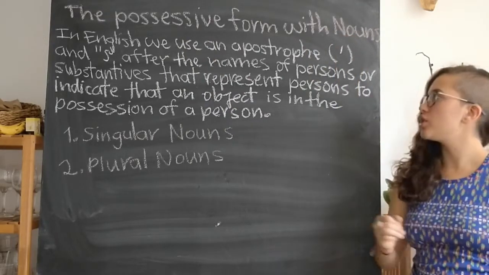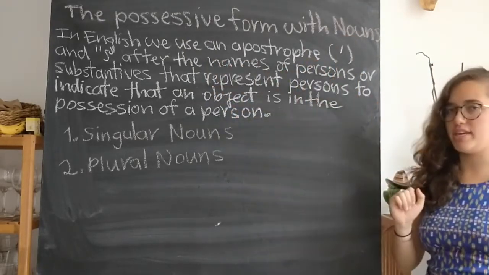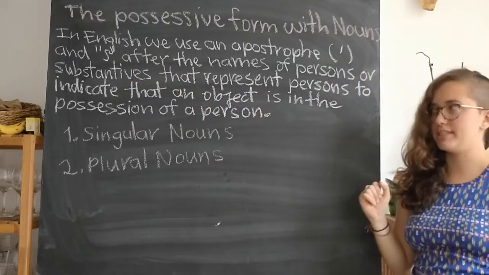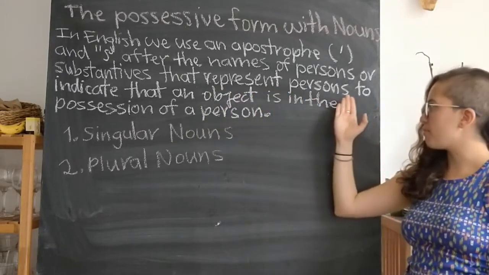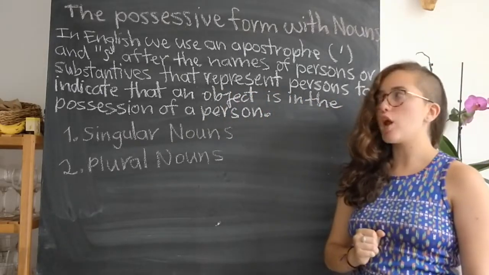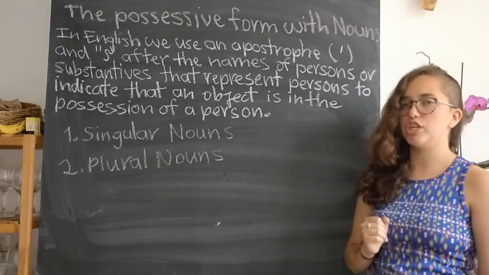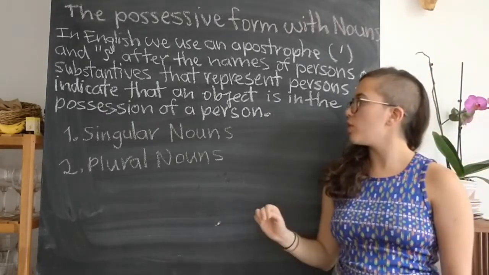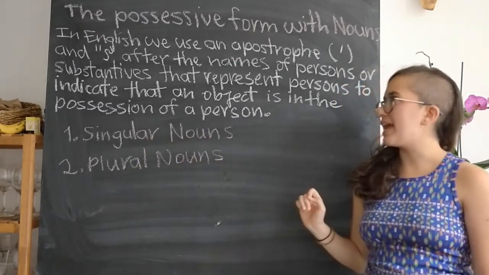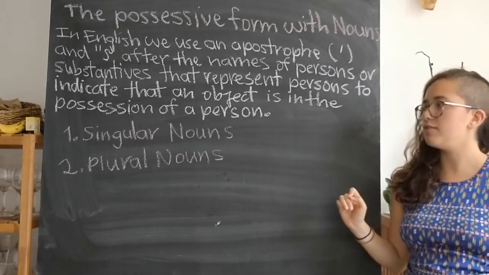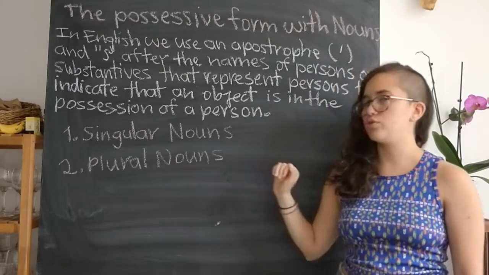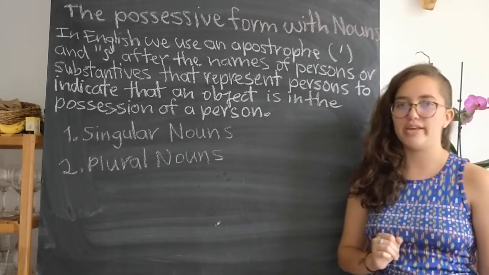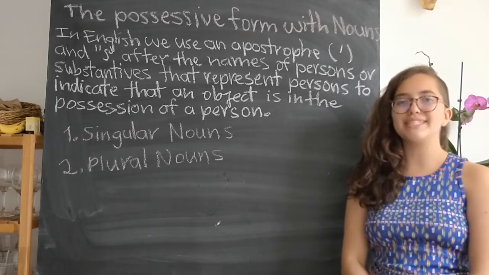Now in English, we use an apostrophe and s after the names of persons or substantives that represent persons to indicate that an object is in the possession of a person. To do this, we will look at singular nouns and how we express the possessive form, and plural nouns. Both express the possessive form in different ways. Now let's start with the singular nouns.